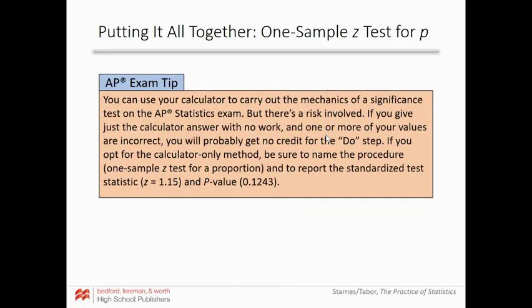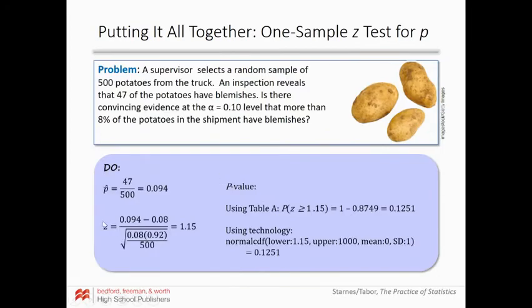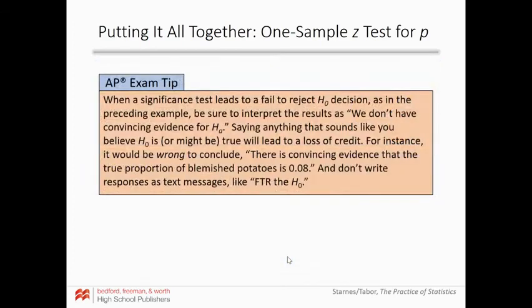Another tip, you can use the calculator to carry out the mechanics of the significance test on the exam, which is what I was saying. You could put this into your calculator to get that p-value, but you don't want to go right to it because you might skip some steps or you might not show everything you have to. So in that do phase, remember I showed my p-hat, I showed my z-score and the formula I used to calculate it, got my value, and then went into the technology or the table. I don't want to just take this and jump right into the technology. I need to show all those steps to get full credit.